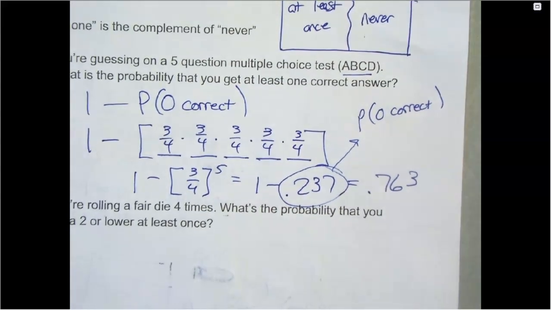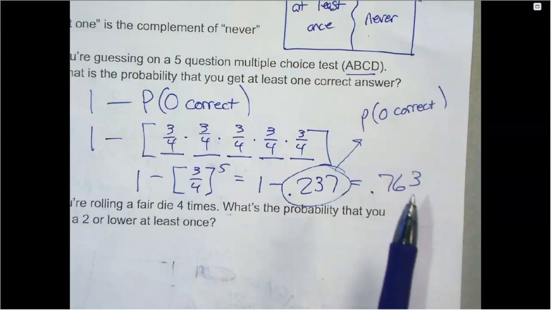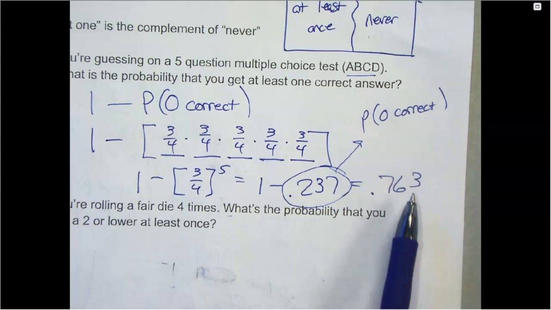So if I didn't get 0 correct, I must have gotten at least 1 correct. So that's why I can subtract that out to get to my final answer. Try number 2, or do you want to try number 2? Try number 2. And I'll still do it, but you try number 2.